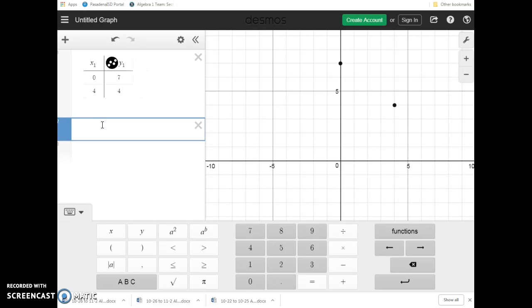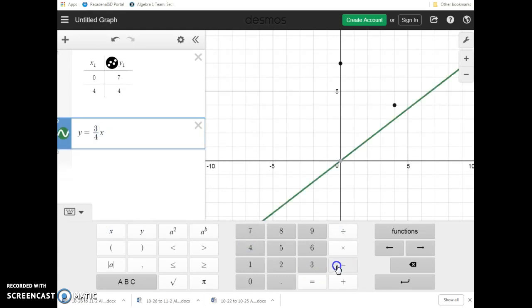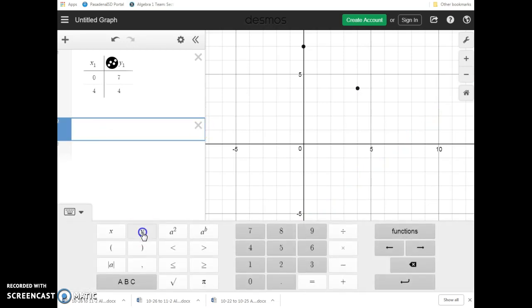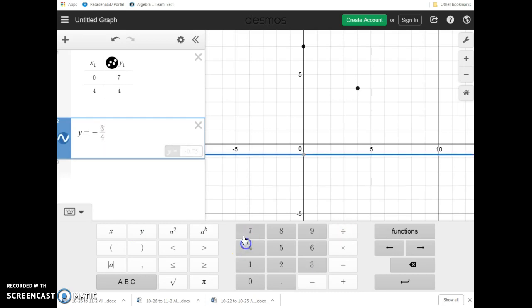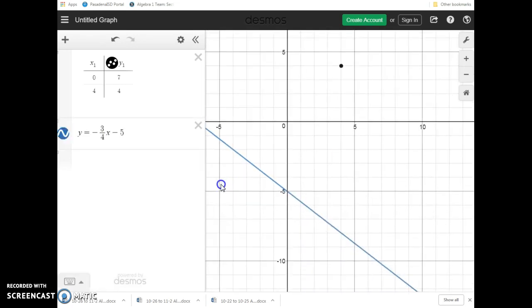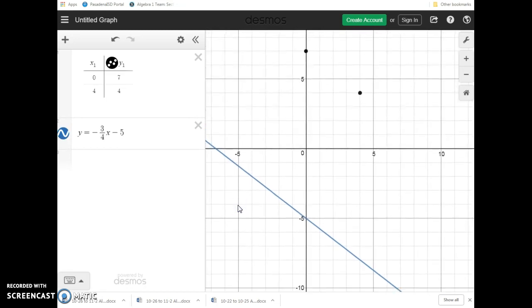So answer A, y equals 3 over 4, go over, click X, minus 5. Does that line look parallel to those 2 points? No, that's not the answer. Let's type the next one. So letter A is out. Let's type B. Y equals negative 3 divided by 4, go over X minus 5. Does that line look parallel to those 2 points? Yes, it does. And you can keep typing the other ones.